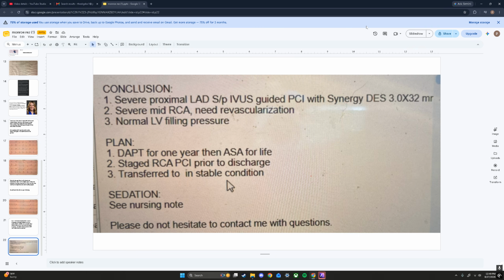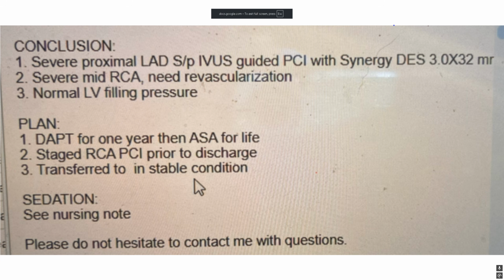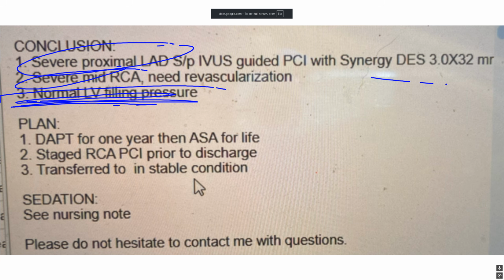And here's the cath report. Look at this. Okay, hold on a second. Severe proximal LAD occlusion. Severe RCA. With these stents. Normal LV filling pressure. This is the most important thing. Okay, we saved her heart tissue. Okay, because look what was going to happen. She was going to sit in the hospital the entire night, infarcting and dying.